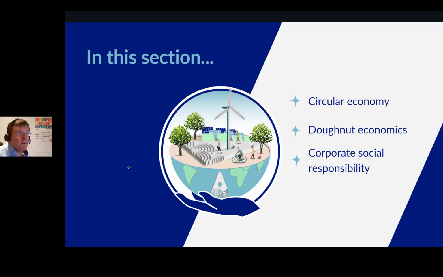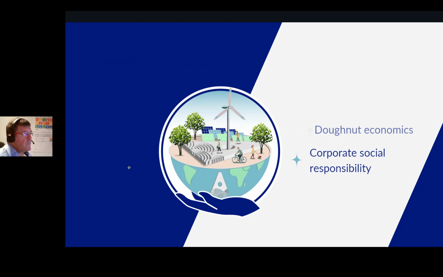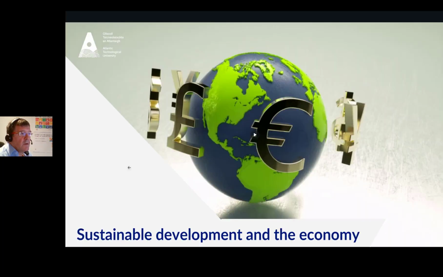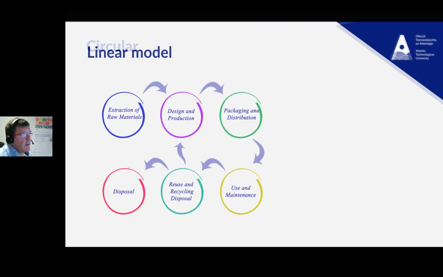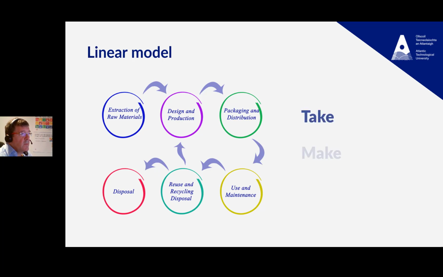We're now going to have a look at a number of economic terms. So clearly, sustainability and the economy are very linked. The economic model that we have had for the last, certainly since the Industrial Revolution and probably since the Agrarian Revolution 10,000 years ago, has been what has been called the linear model, and that is take, make, and break.